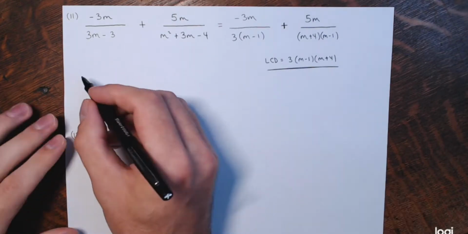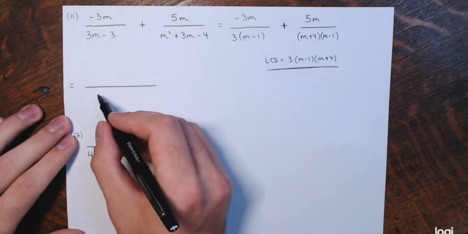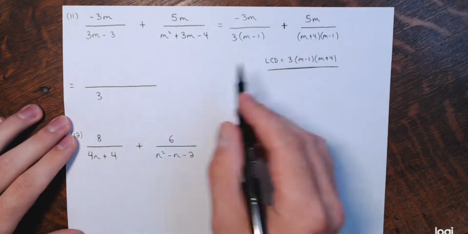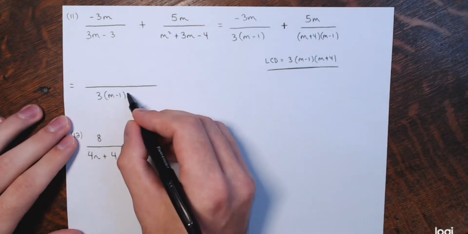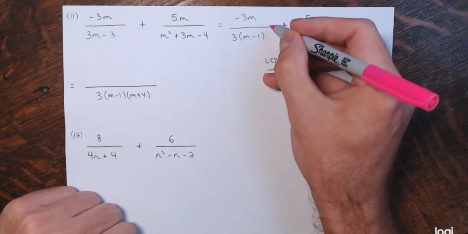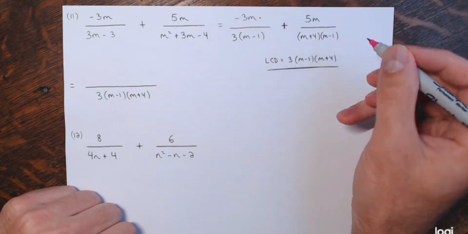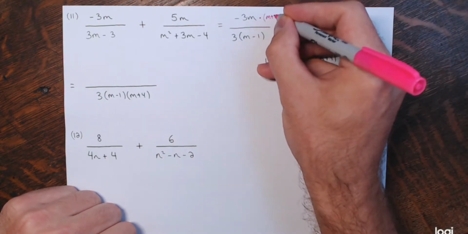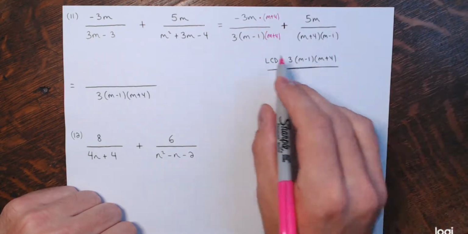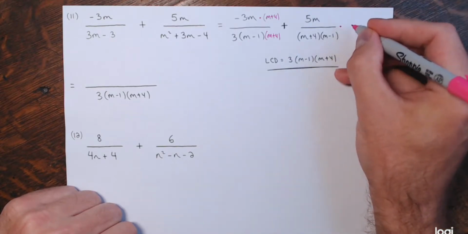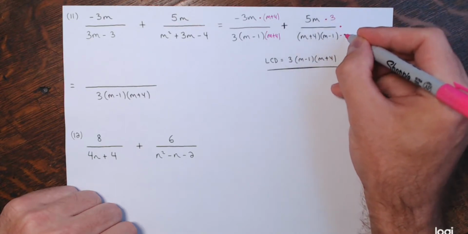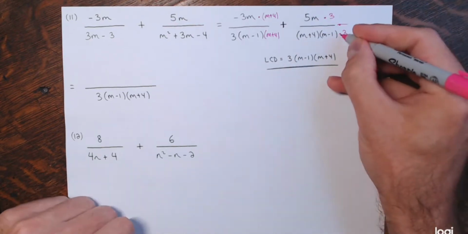Alright, so that's going to be the denominator of the sum. So I'll just do that right now. I'll be writing both of these fractions so that this is the denominator, 3 times m minus 1 times m plus 4. And in this first fraction, I'll be multiplying the numerator and denominator by m plus 4 to get this LCD as the denominator. And then this second fraction, I'll have to multiply the numerator and denominator by 3. Right, so times 3 times 3. Times 3, not negative 3.